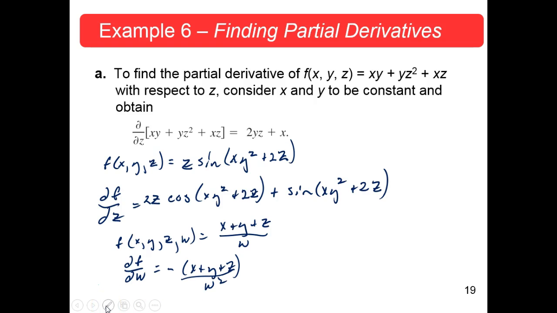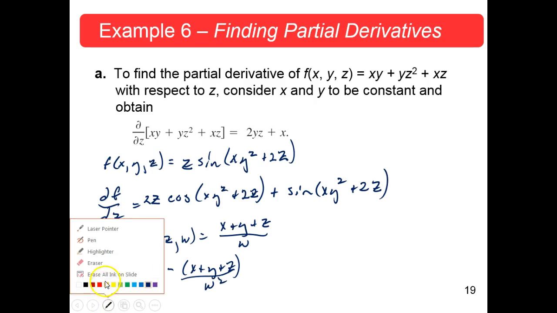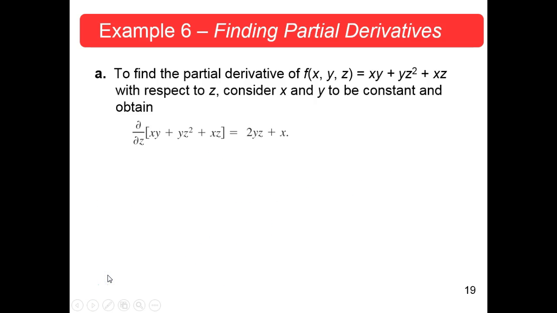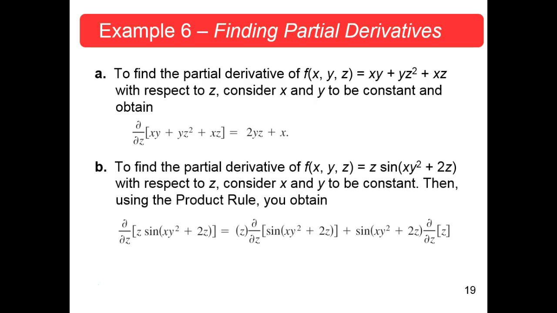But anyway, let's go back and see how they do the B and the C part. So there's the A part. We talked through that one. They showed us the answer already. Here's the B part. The partial with respect to z of z sine of xy squared plus 2z would just be z, the first, times the derivative of the second, plus the second times the derivative of the first, which is the partial with respect to z.